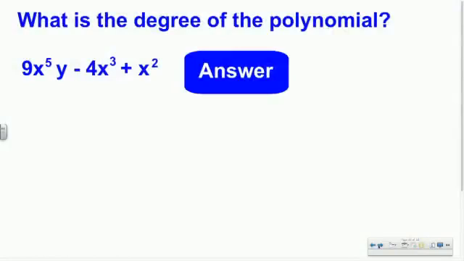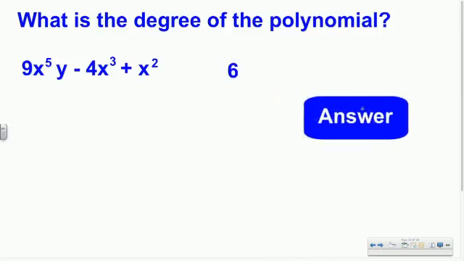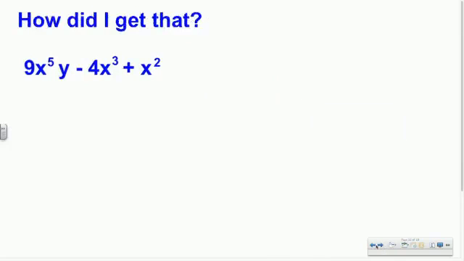All right, ready to check? Let's see. Let's get the pointer. Just gonna move that out of the way. All righty. 9x to the 5th y minus 4x cubed plus x squared. What's the degree? It is 6. Okay? If you need to see how I got that, this is how I got it.